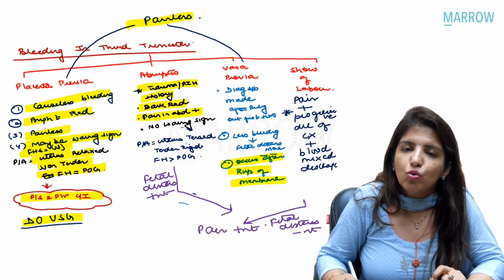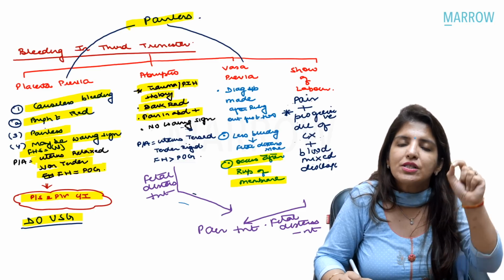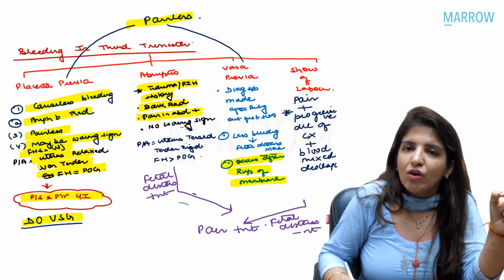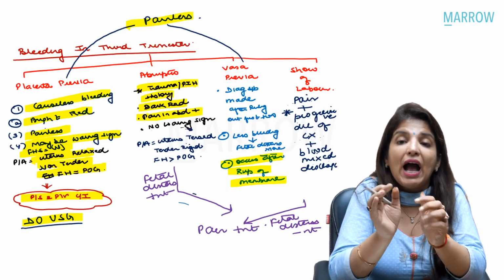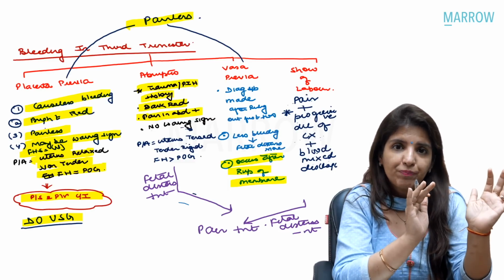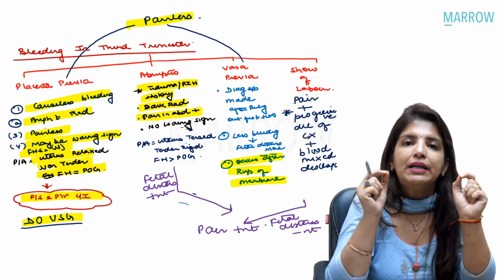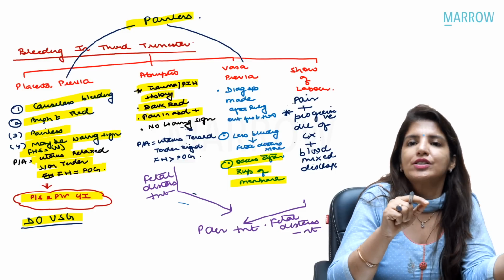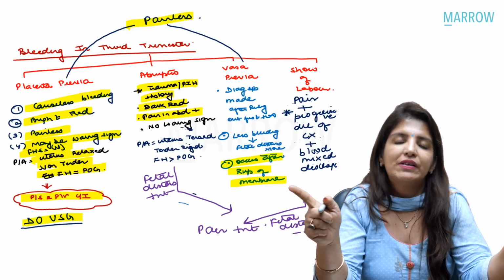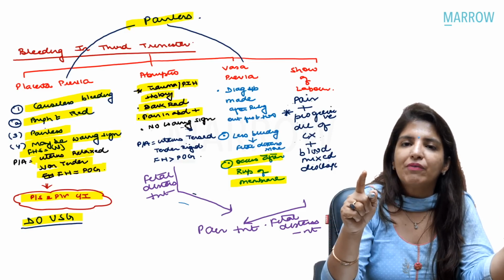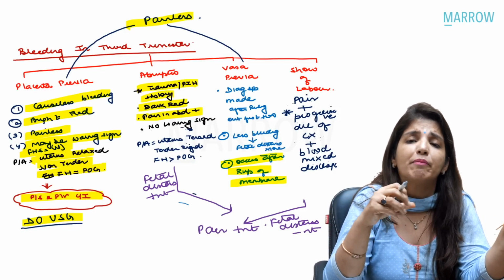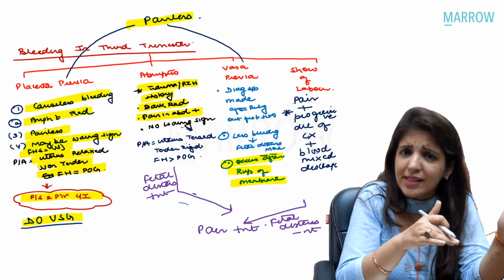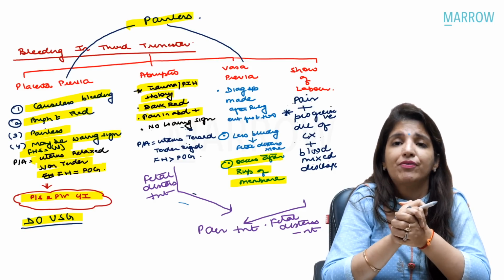Number two, in case of vasa previa, the bleeding coming out is fetal in origin. So the amount of bleeding and the fetal distress will be out of proportion. Bleeding will be very less, but it will lead to fetal distress. In placenta previa, fetal distress is not present, whereas in vasa previa, fetal distress is present. In placenta previa, you will not get a history that the membranes were ruptured and then bleeding happened. In vasa previa, you are going to get such a history. Is that clear to all of you? So that is how you differentiate placenta previa and vasa previa.